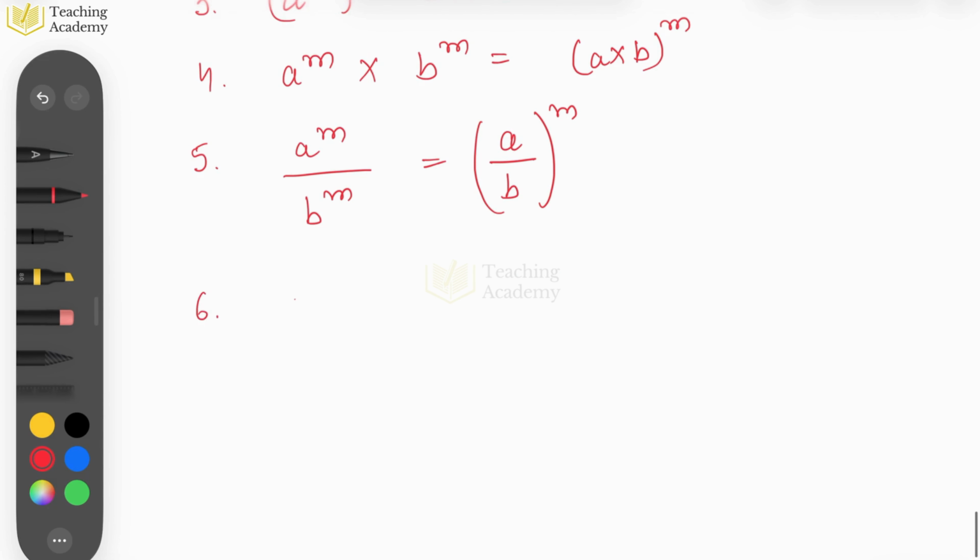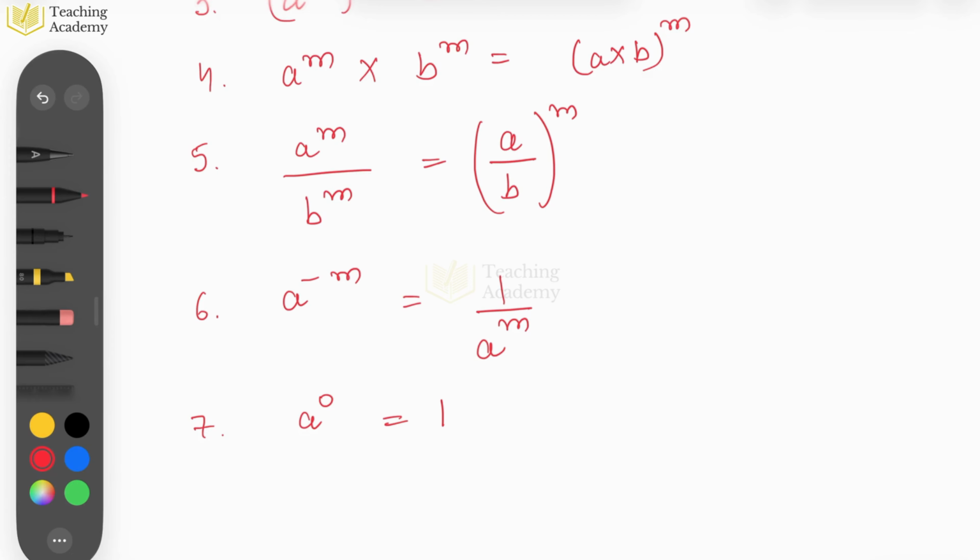Sixth one says if you have any negative power of any base, then we are definitely going to reciprocate it and make it a positive one. So whenever you see a negative index with any number, you're going to take the reciprocal and make it positive. Seventh rule says a to the power 0. That means any number, any fraction, any simplifying thing having a whole power 0 makes it a 1.